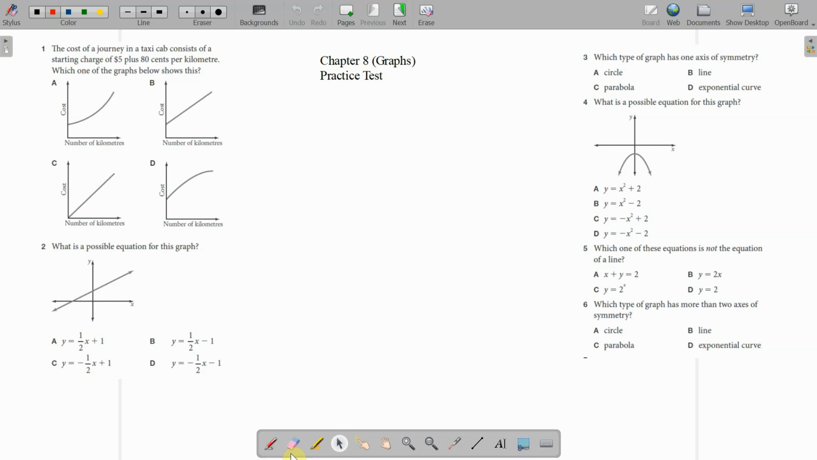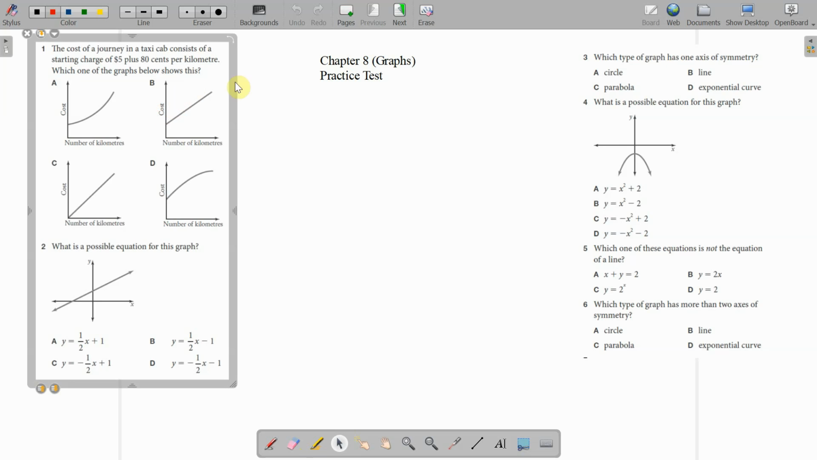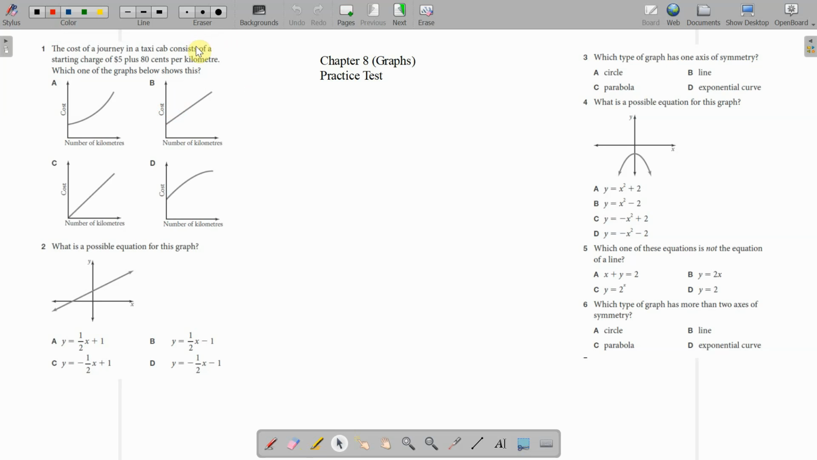This one I'm going to be working through as many questions as I can of the practice test you've been doing, and hopefully what I do will help you understand the bigger picture as well as the answers to the questions. Okay, so let's get into it.